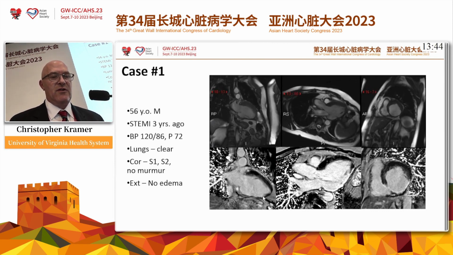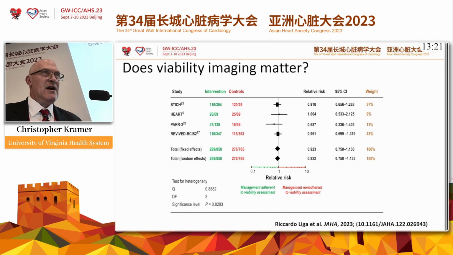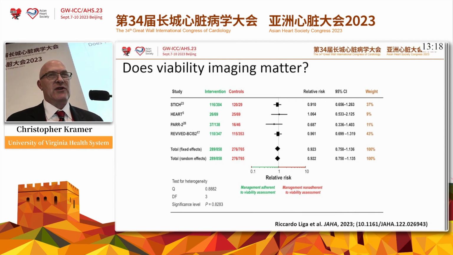He didn't have any clinical heart failure, and here are his late gadolinium enhancement images. You see transmural enhancement of that infralateral wall, near 100%. So that segment is not viable and would not recover function with revascularization, one would surmise. The real question is, does viability imaging matter in terms of predicting how the patient's going to do with revascularization? And that's an area of ongoing controversy.